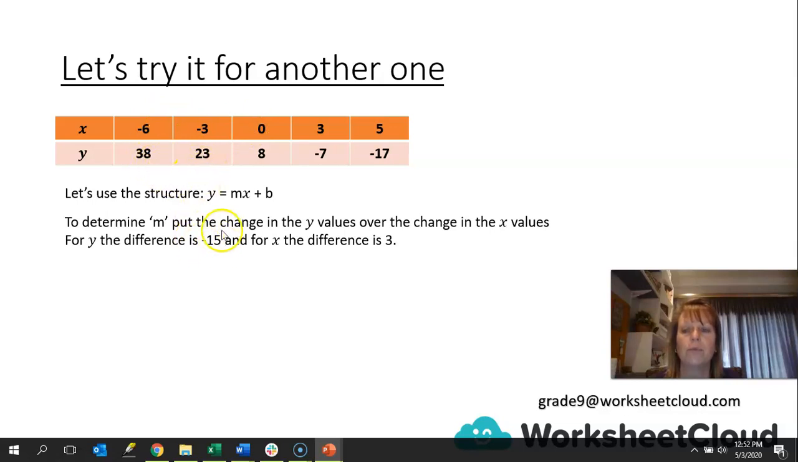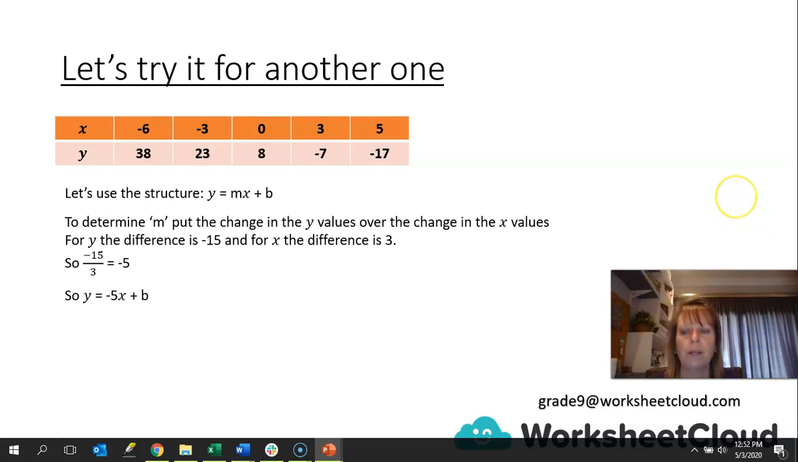Here we are subtracting 15, so we must make sure we have that subtraction sign, the minus sign, in front of the 15. It's important, you will see just now why. And then the x value, we are increasing by 3 each time. So the difference in the y value is -15 over the difference in the x value, which is 3. So we write it like that, -15 over 3. If we simplify that, it's -5. So for our m, we're going to have y equals -5x plus b.